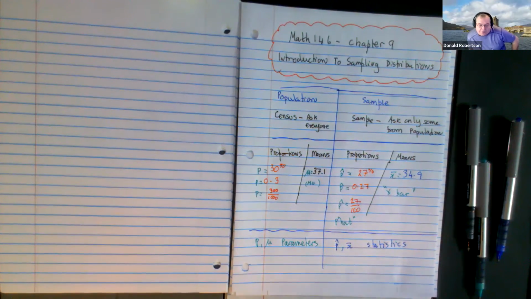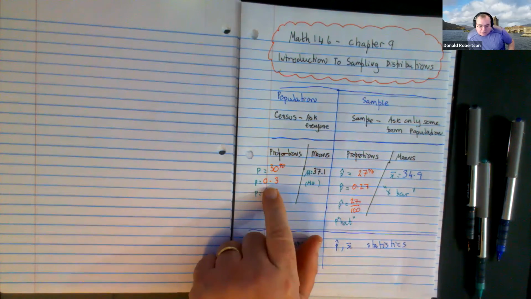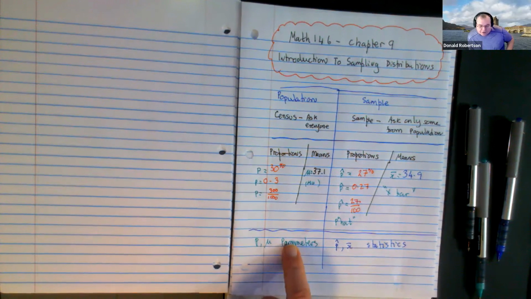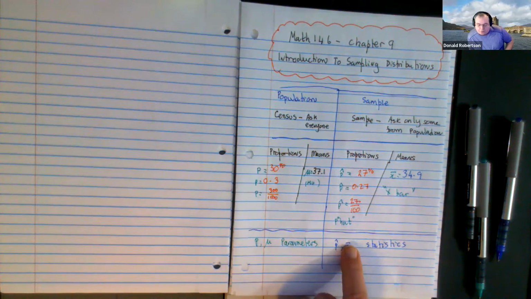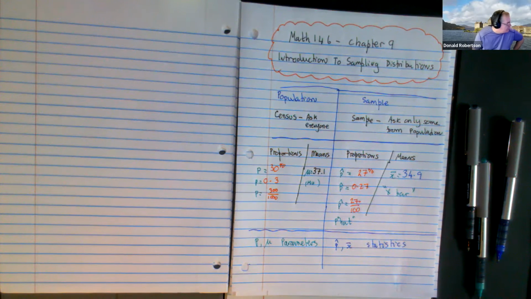So there's our vocabulary so far. If the information you collect is from a population, like P or mu, we call these things parameters. These are examples of them. And if they come from a sample, it will be P hat and X bar. So far, so good. Just some symbols and vocabulary.